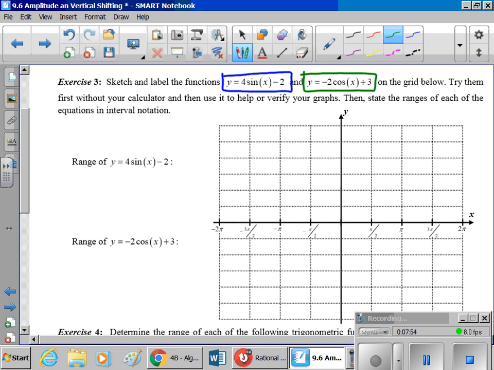So on the first one, we're going to look at y equals 4 sine x minus 2. Well, here my a is equal to 4, which is my amplitude, and my midline is going to equal y equals -2. So what happens with this one is my midline goes, yellow please, I want the midline to come down to here on this one.